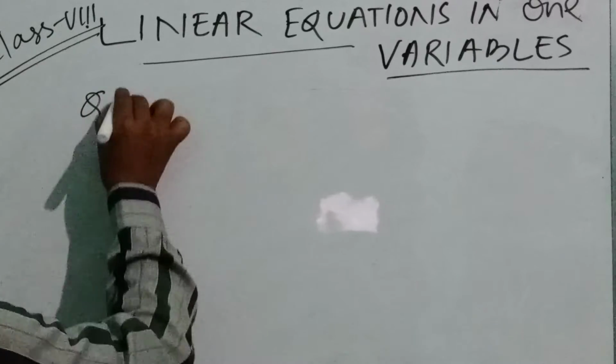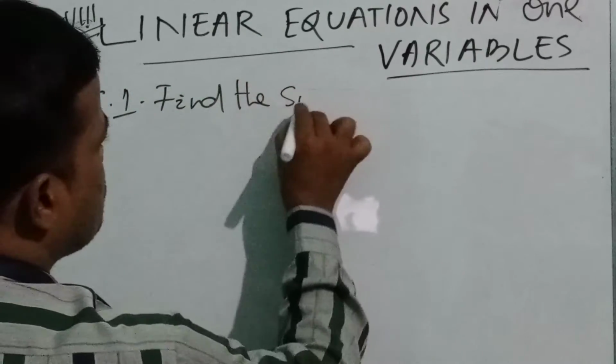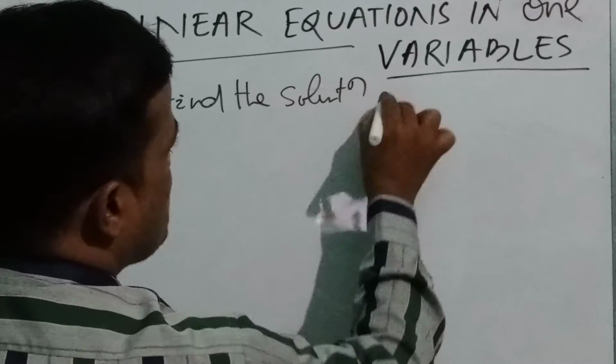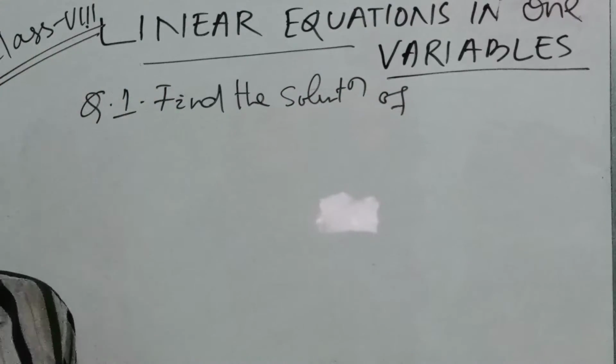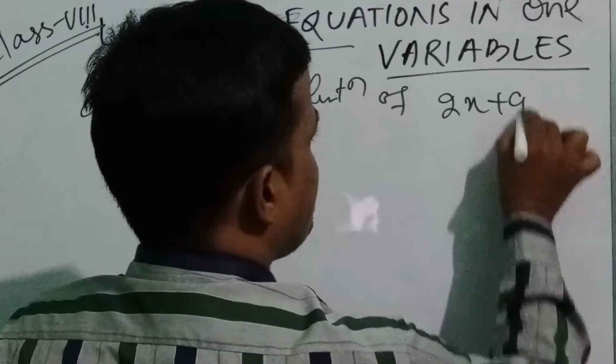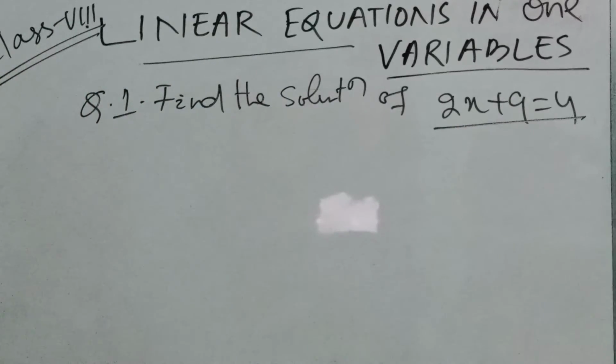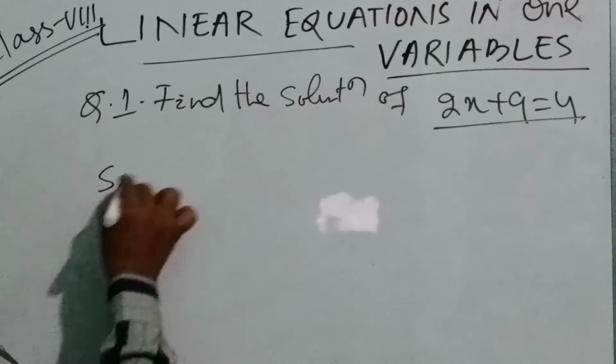Question number 1. Find the solution of 2x plus 9 equal to 4. We are given an equation 2x plus 9 equal to 4. So how to solve this? Let us see the solution.